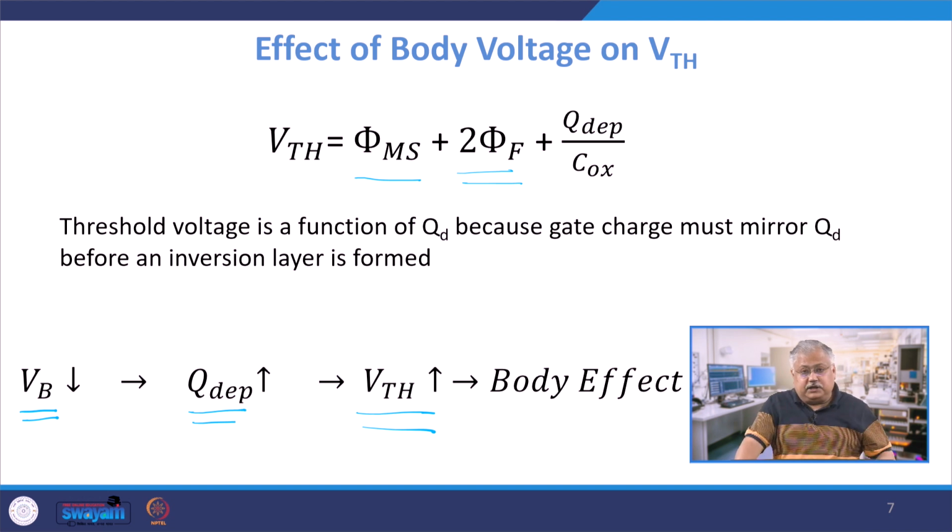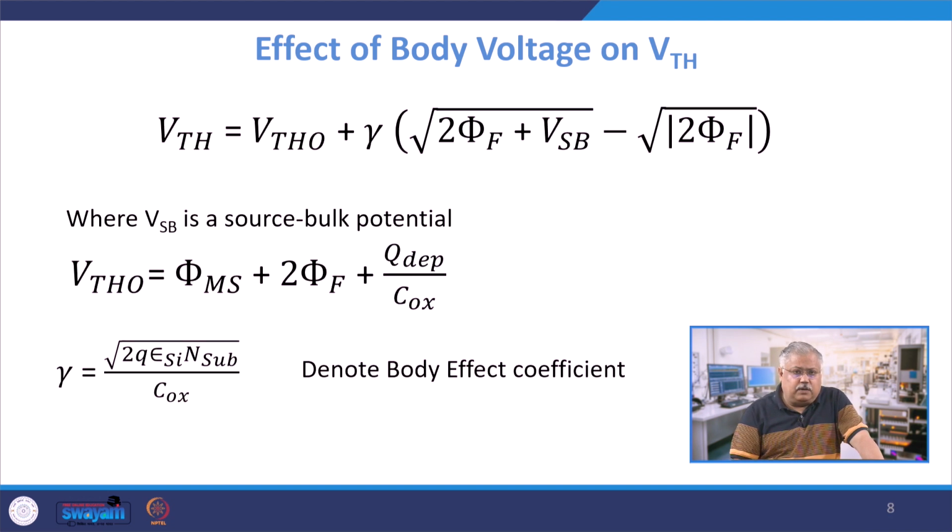And the last term is critical from the point of view of body effect. It is Q depletion by Cox. Now, the very fact that Q depletion is increasing will make my VTH go higher and higher. This is known as the body effect, and this has an adverse impact on the performance of the device if you don't want the threshold voltage to change. So, this is the basic idea of the body effect.